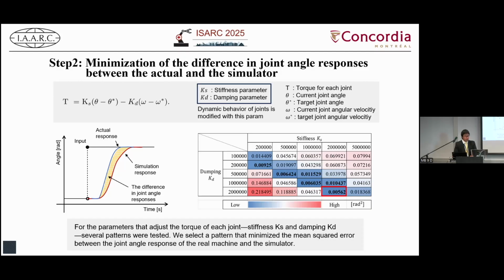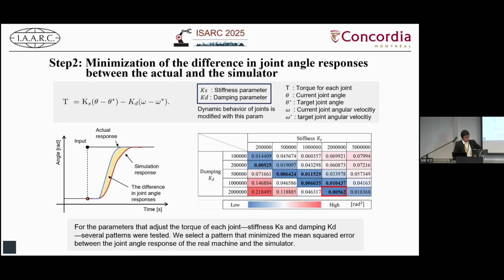For every parameter pair, we selected a pattern that minimizes the mean squared error between the joint angle response of the real machine and the simulator. For example, for this joint, you can see the right table shows that we can select this parameter pair as shown by the rectangle.